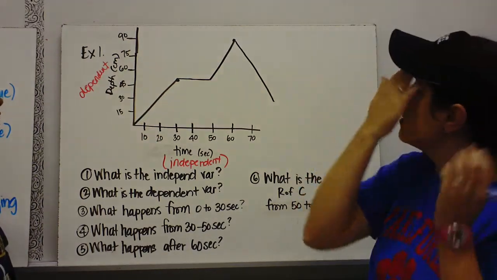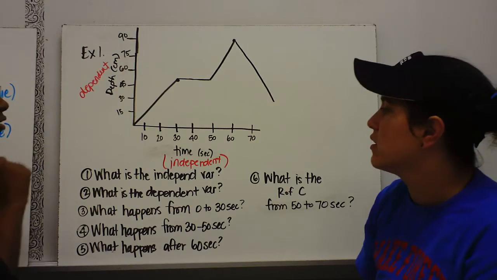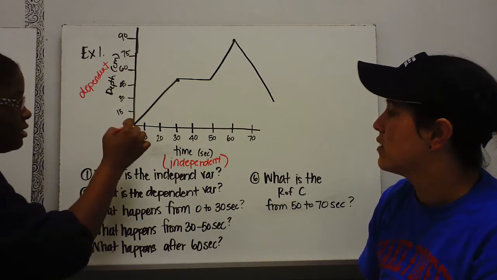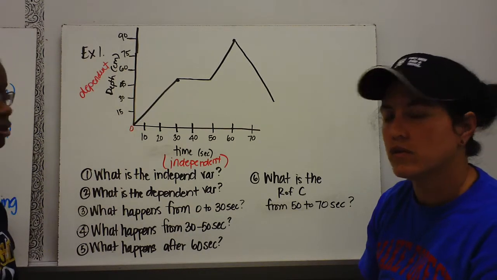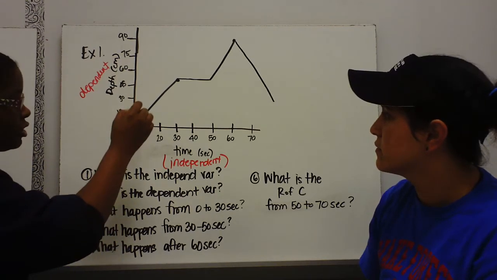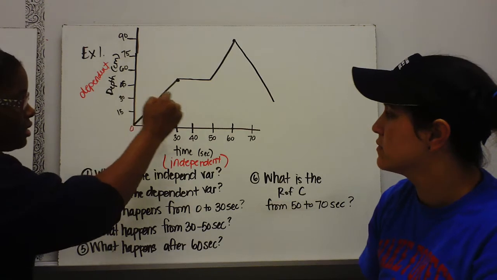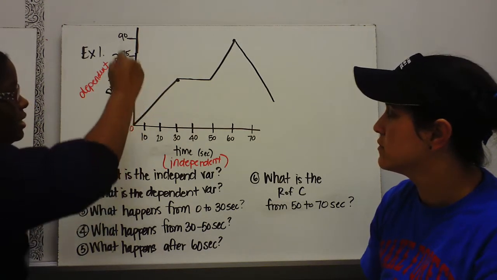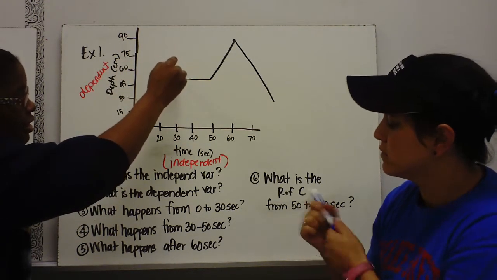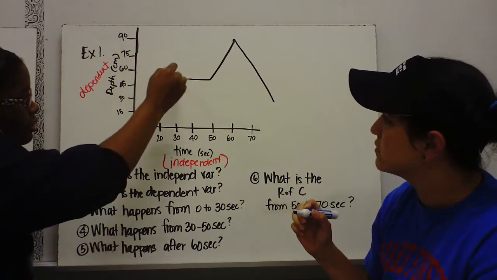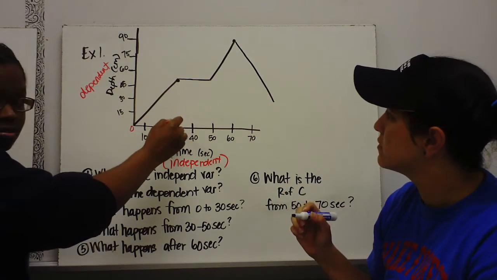All right, so let's talk about what's happening in our graph. This is 0 seconds because this is our origin. So at 0 seconds, we start filling up our bathtub. So you see my line is increasing. As my time increases, my depth increases. And this goes from 0 to 30 seconds.